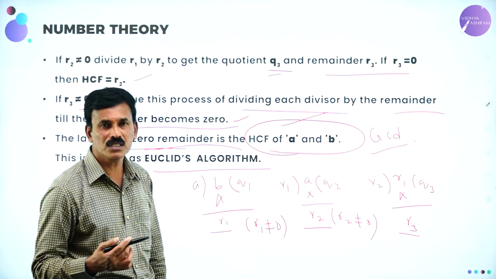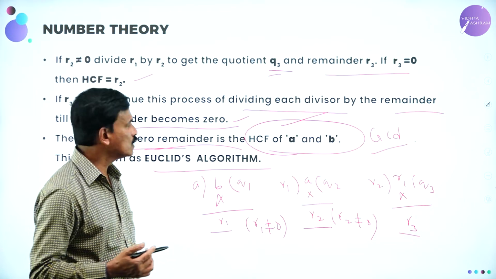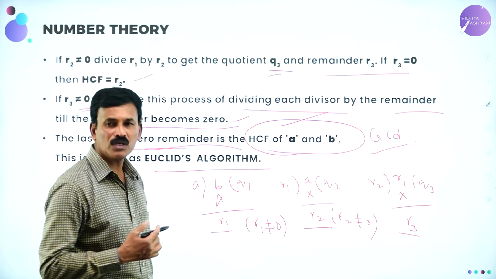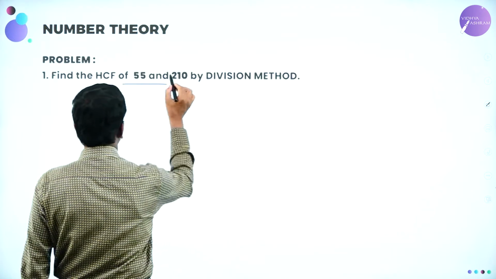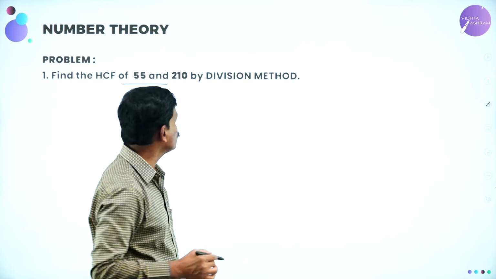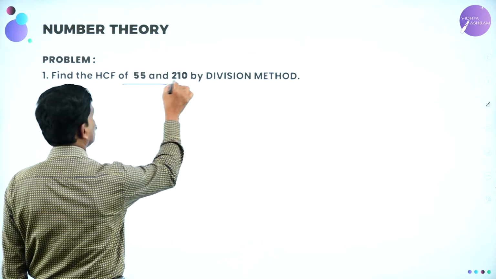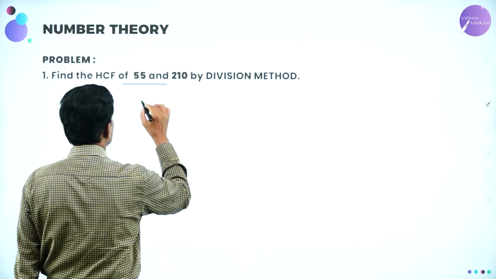This is called Euclid's algorithm. Very important concept. Now, let us take a small example on this. Find the highest common factor of 55 and 210. So, here A is 55, B is 210, and A is less than B.